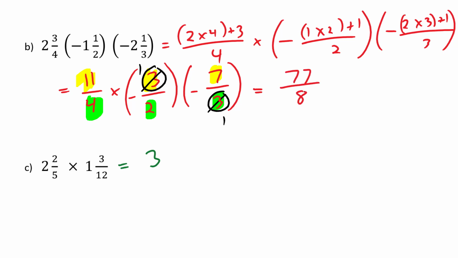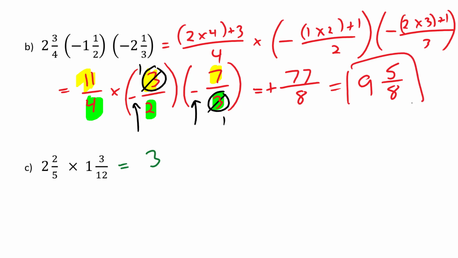77 over 8. No need for a calculator. Notice there are 2 negative signs, an even number. Therefore, this fraction will be positive. How many times does 8 go into 77? Goes in 9 times. 9 times 8 is 72, so we have 5 remaining. Final answer. Let's take up H.